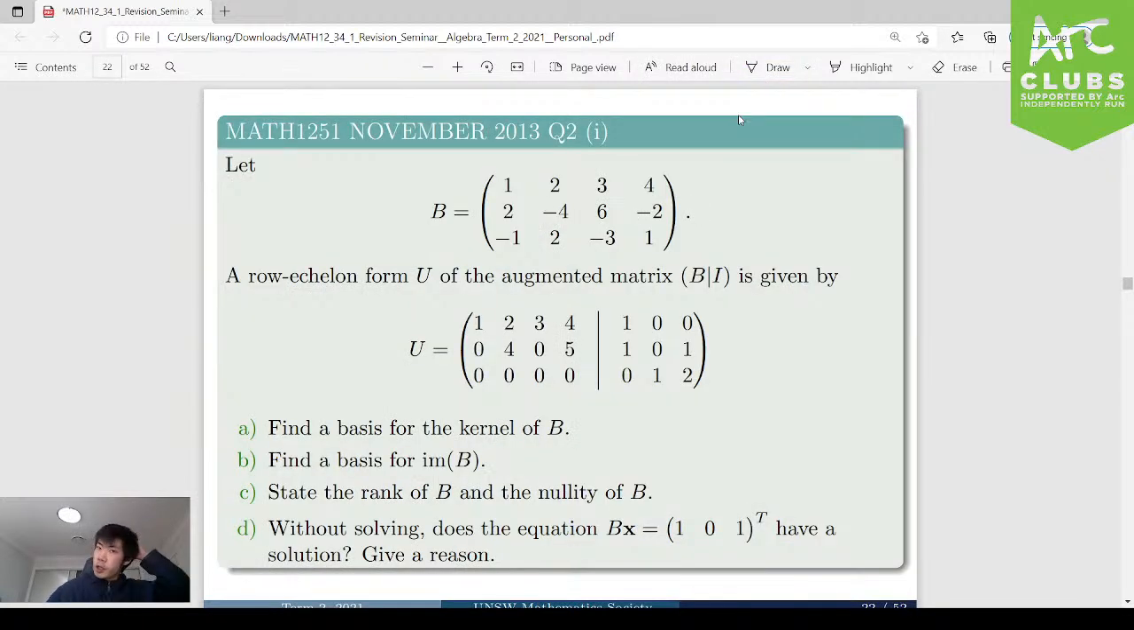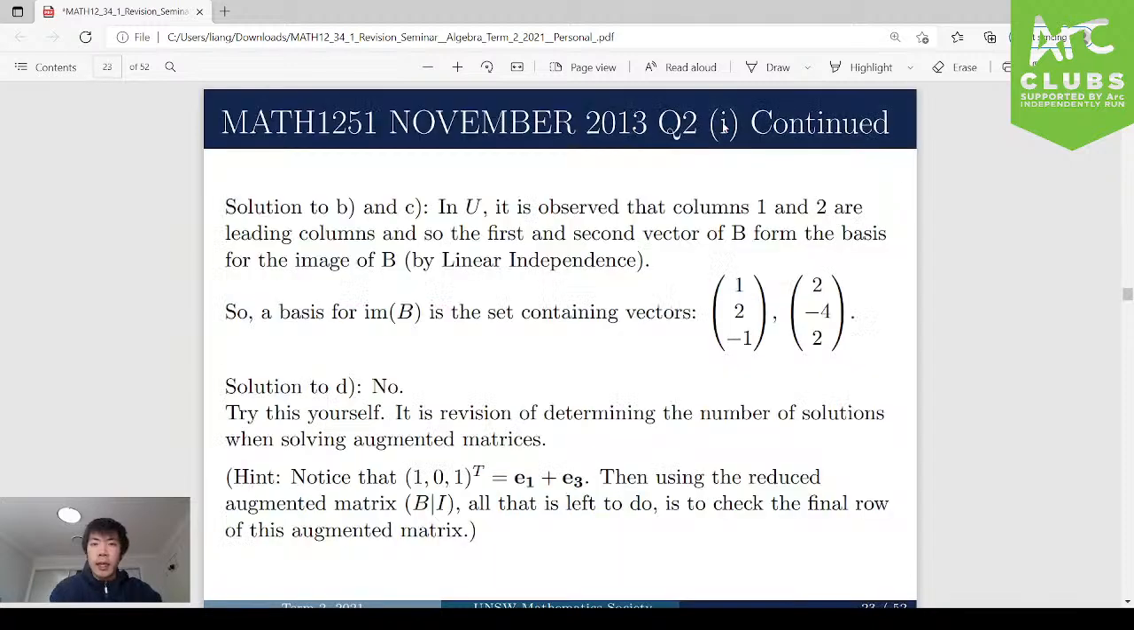So let's go back and look at this question again. And this time we'll focus on B and this section here. Okay, so find a basis for the image of B. Again, you look at U, and previously we said that in U, columns 3 and 4 were non-leading, and columns 1 and 2 were leading. So this time we're going to use the fact that columns 1 and 2 are leading. So since columns 1 and 2 are leading, the first and second column of your original matrix B would form a basis for your image of B, and that follows by linear independence, right?